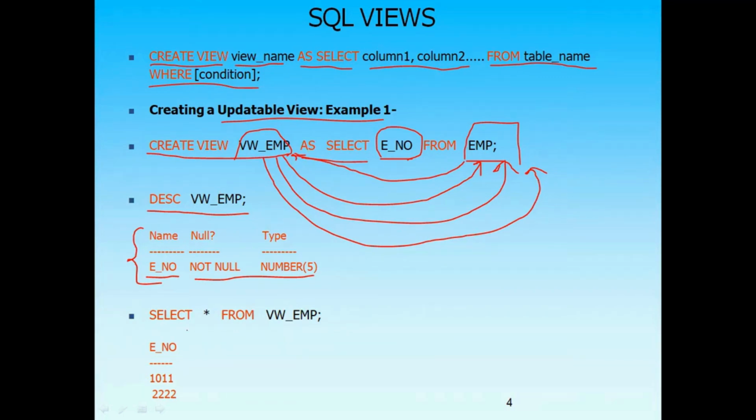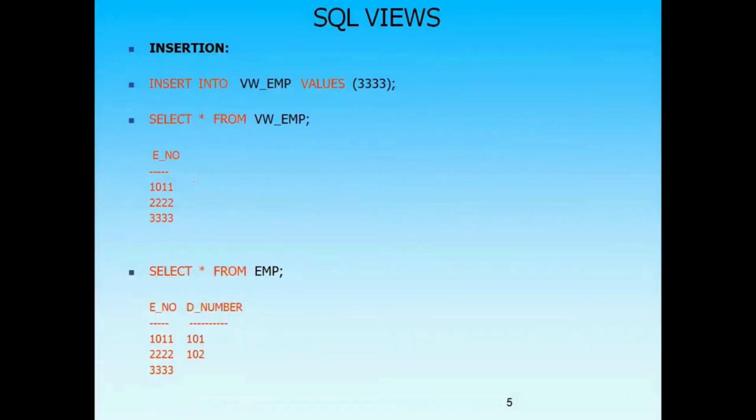If you select the data from the view, select star from view employee, you can see this data is the same as the base table. There are two employees in the base table, but we have taken only the employee number as the field in the view. I hope you are clear with this. Now we'll see the syntax for the insert operation on the view.